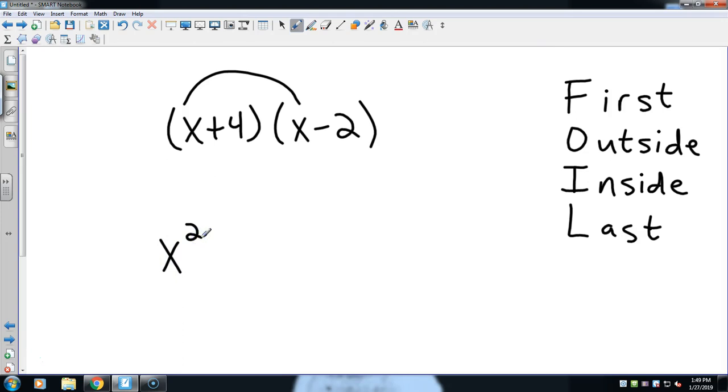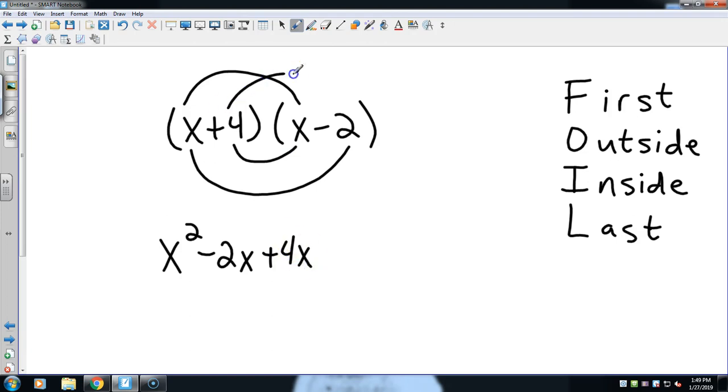And outside terms, imagine that the middle between the parentheses is the row of seats on a bus. So the outside, those would be kind of the window seats. That's going to be x times negative 2, which is going to be negative 2x. The inside, that's going to be the inside ones right on the row. That's going to be plus 4x. And then last, or the last two remaining, we can connect. And that's 4 times negative 2, which gives us negative 8.